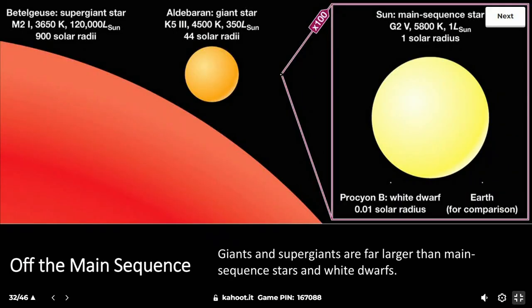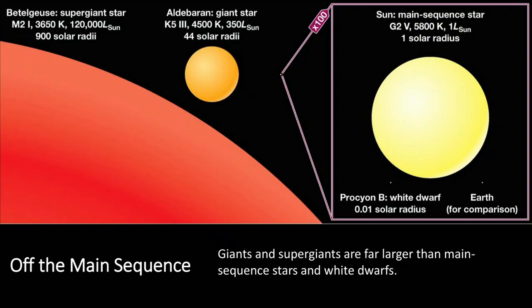So to give you a sense of scale, here's the Earth and the Sun for comparison. A white dwarf is about the size of a planet, and this is the exposed core of a star, basically. It lost all of the gas around it, and this was the core of the star left over.